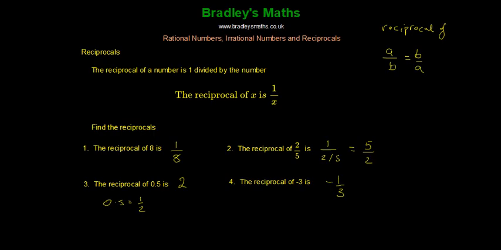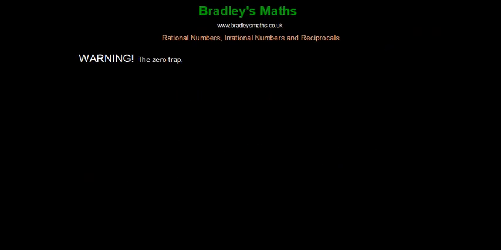It belongs there. Okay. And finally, today, warning, the zero trap. Now that sounds interesting, doesn't it? Warning, the zero trap. Find the reciprocal of 0. Do you want to have a go? Pause the video, have a go, and when you are ready, come back and we'll go through it. Okay, so the reciprocal of 0, it must be 1 over 0.